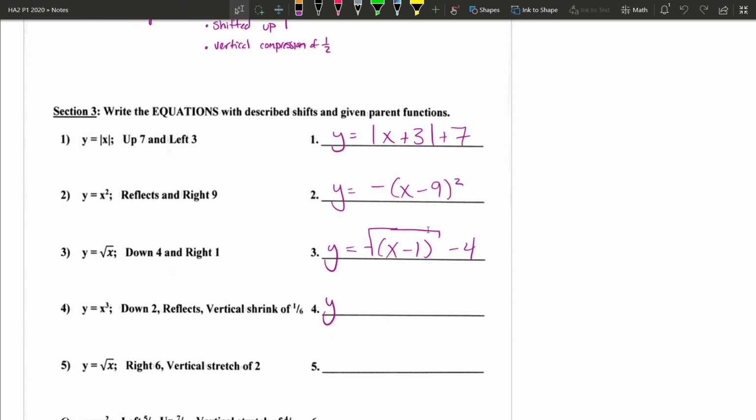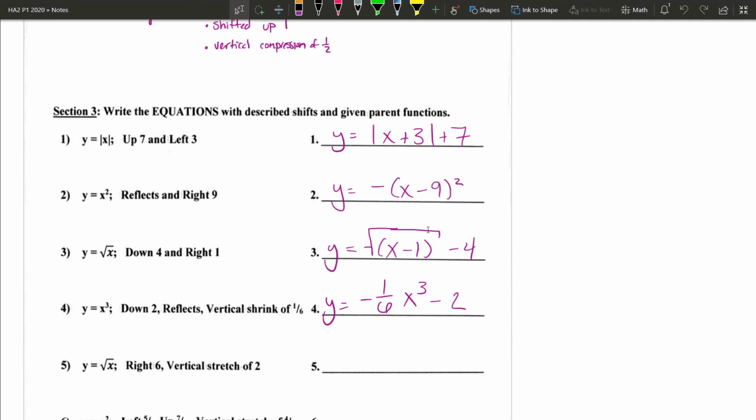Times negative, since it reflects, and it's a vertical shrink, so I'm going to do this. There is not a horizontal shift, is there? So we don't have to deal with an h value, so we're just going to put x cubed. And then you've got a vertical shift of down 2. I always double check the ones without horizontal shifts because, in my brain, it looks weird to not have the parentheses. But if you don't have a horizontal shift, they're not necessary.